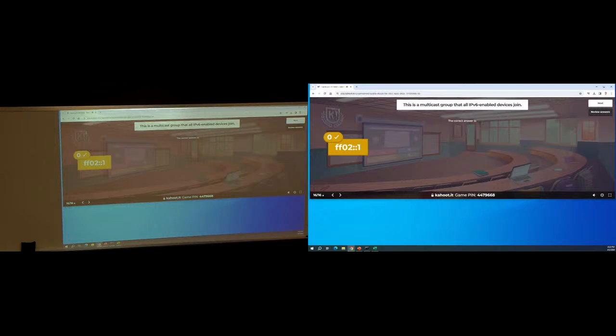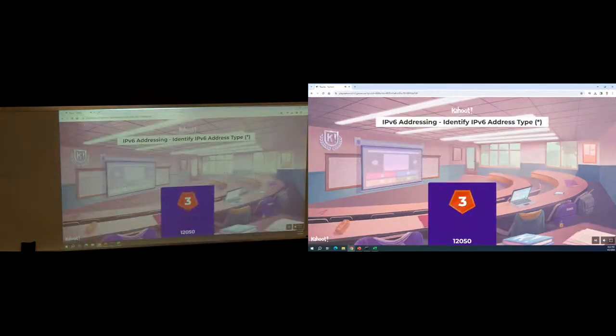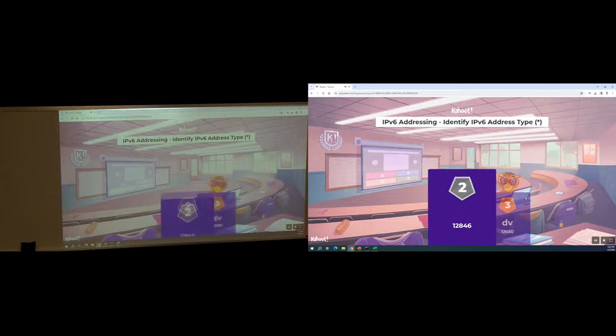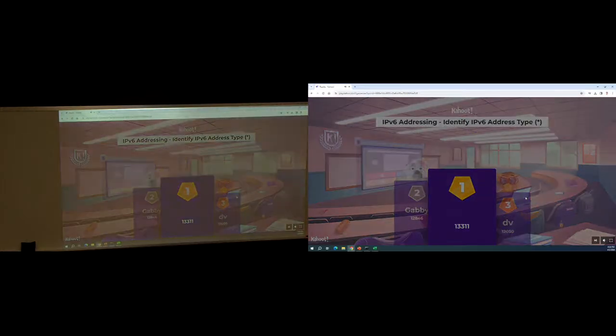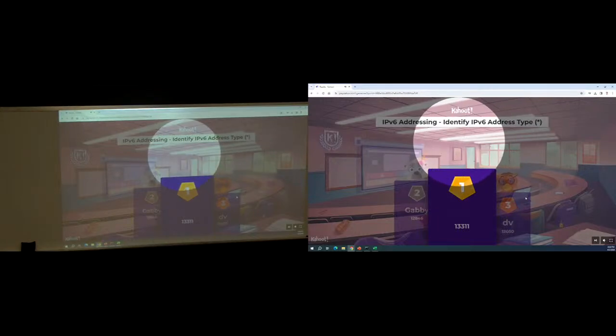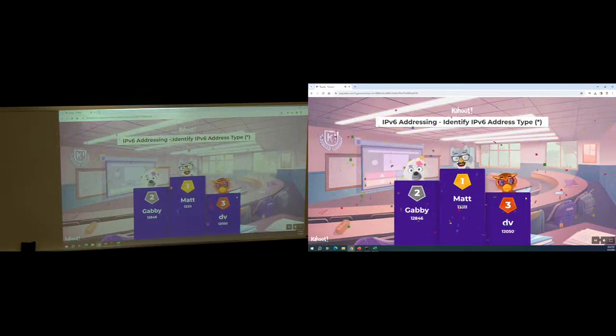FF02::1. And I would accept the all nodes. I think somebody put all nodes, so that's right too. But this is specifically wanting the actual address. Daniel made it, Gabby, and Matt. Good job. Nicely done.